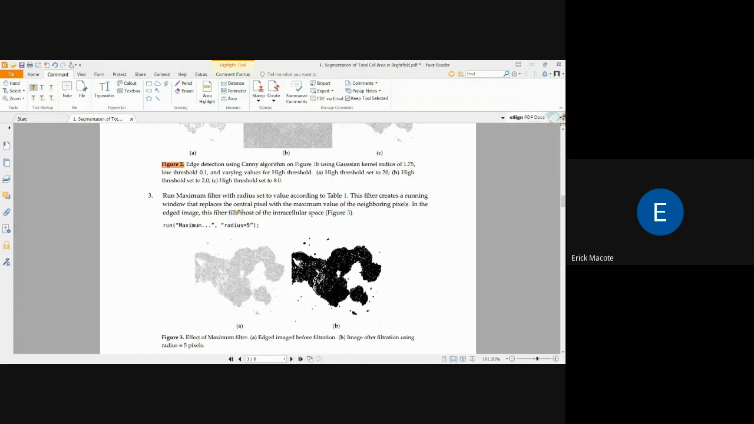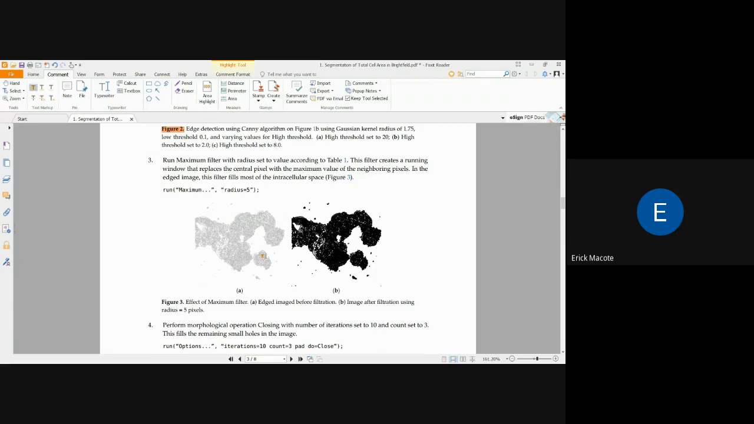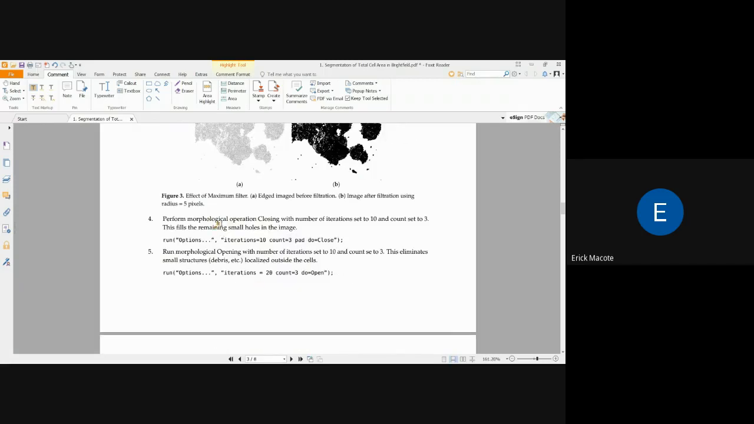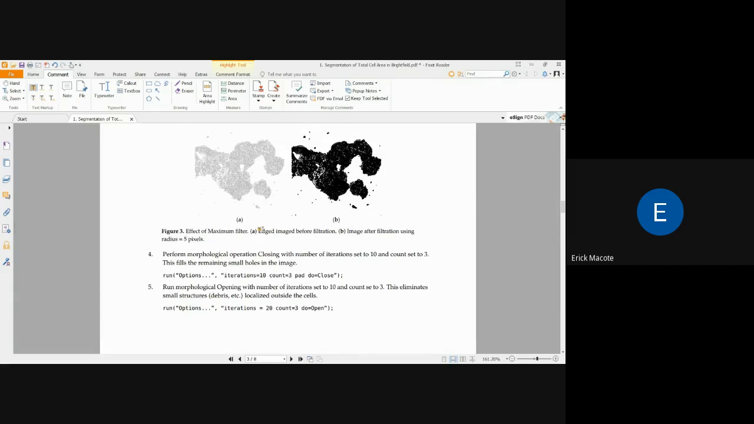The third step is to run the maximum filter with radius 5 according to the last table, Table 1. In the edge image, this filter fills most of the intercellular space as shown here in Figure 3. In A we can see the edge image before filtration, and in B we can see the image after filtration using a radius of 5 pixels. In steps 4 and 5, we should perform closing and opening morphological operations with the number of iterations and count.